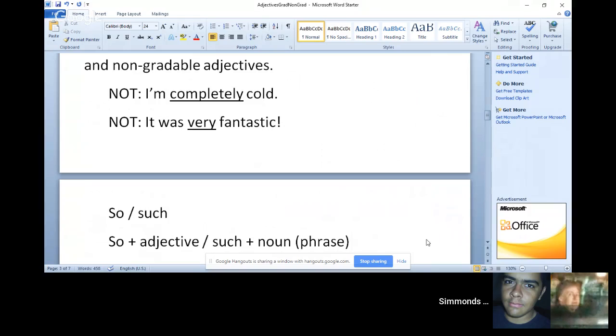Right. And so there are specific intensifiers that go with gradable and non-gradable words. And the non-gradable, normally you wouldn't use any intensifier.